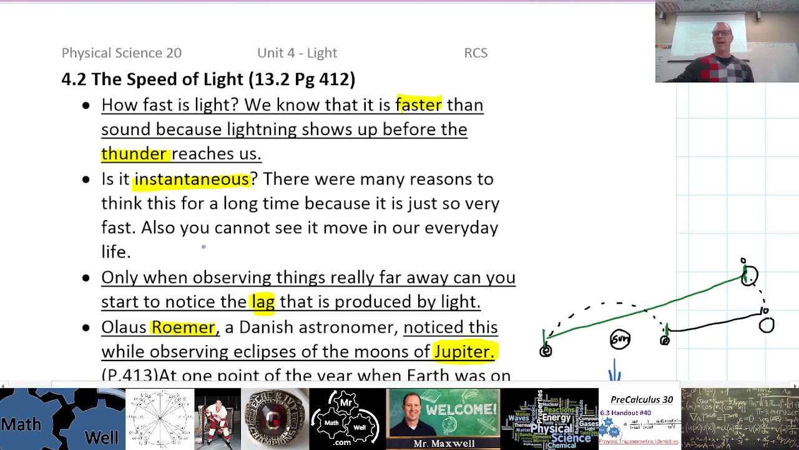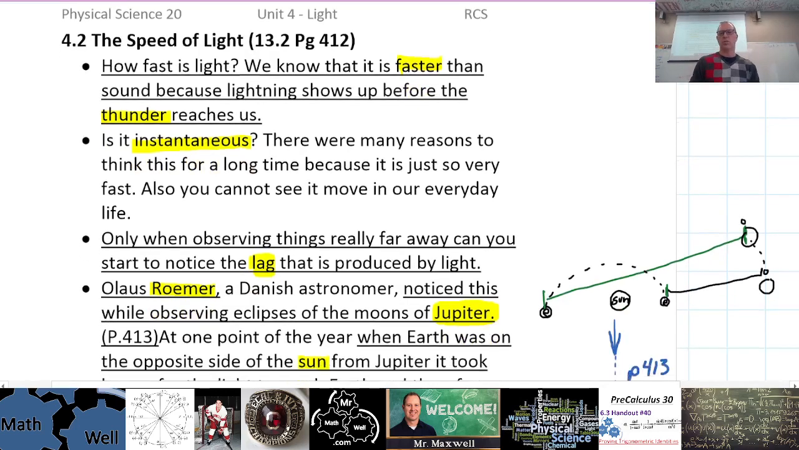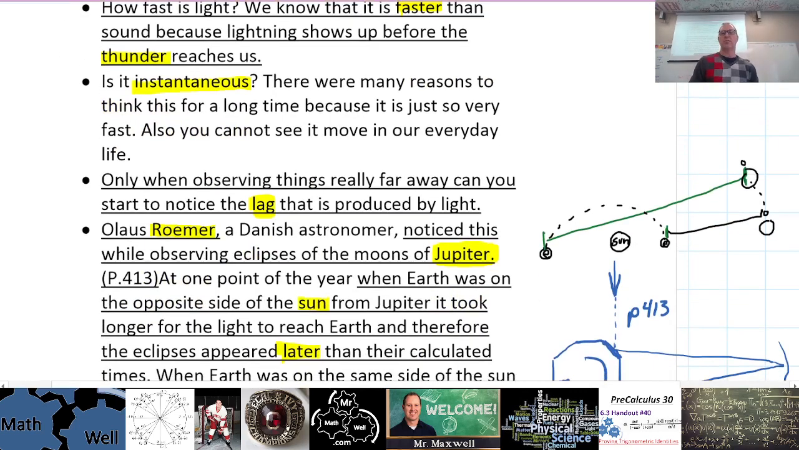light. Now, when I say lag, I mean the kind of delay, right? So Olaus Rømer, a Danish astronomer, noticed this while observing the eclipses of the moons of Jupiter. I have a little diagram on the right here. We have Earth over here on the right, closer to Jupiter. We have Earth over here on the other side of the sun and the other part of its orbit, quite a bit further away from Jupiter. So this is a setup to this question.